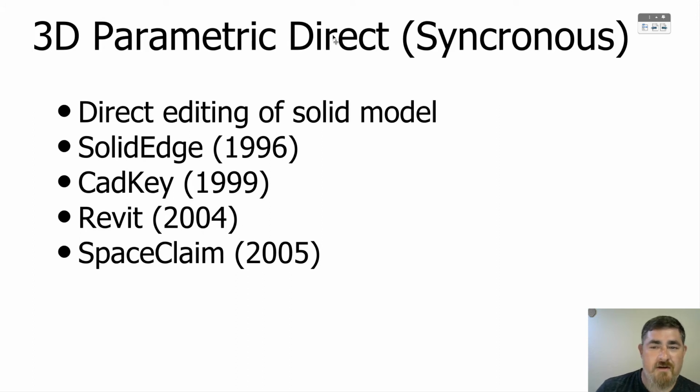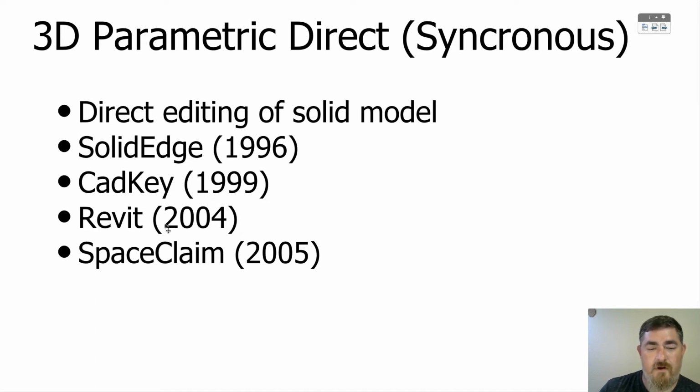With Parametric Direct, now you can go in and just grab the face of an object and move it over a little bit. It made it a lot easier to interact with that solid model. So Solid Edge had what we call parametric history-based, and also did some direct in 96. CAD Key introduced direct modeling in 99.